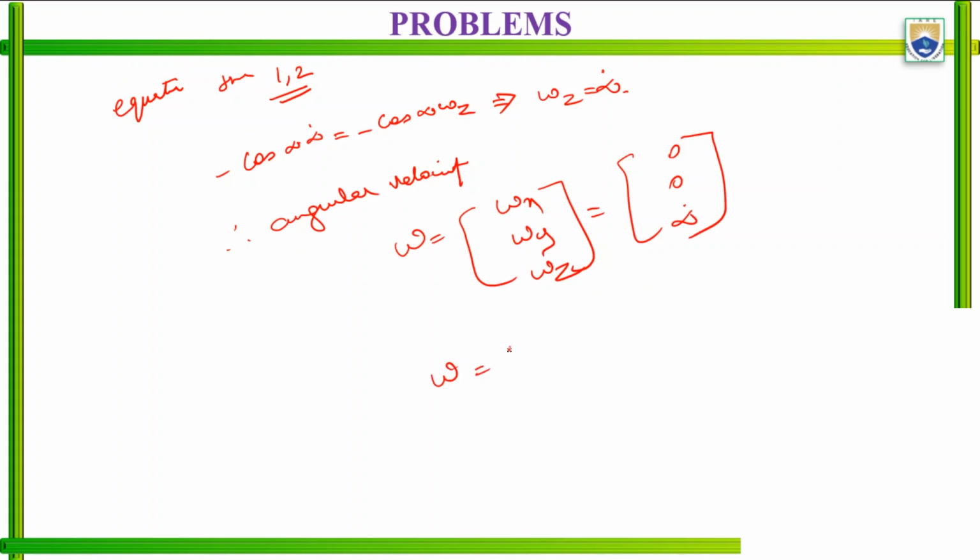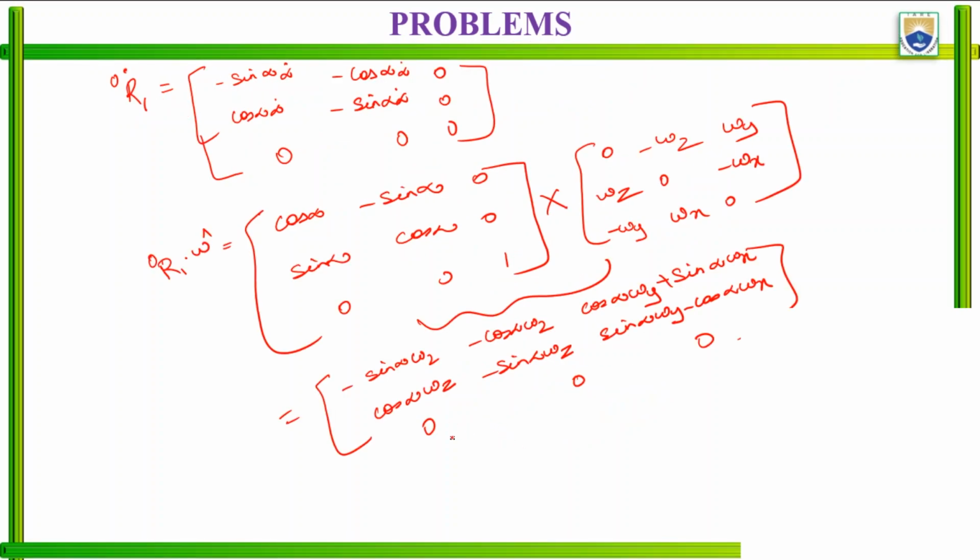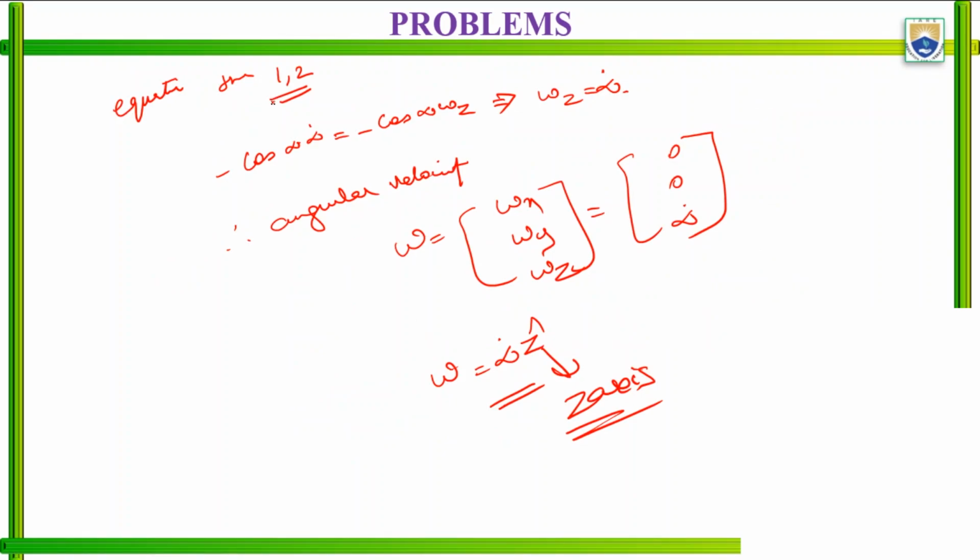That is, omega is equal to alpha dot into z, along the z axis. Along the z axis we are getting this particular equation. When we equate equation 1 and 2, we get minus cos alpha dot, which will be equal to minus cos alpha. What is alpha dot? It is nothing but wz. So the angular velocity omega x, omega y, omega z will be equal to 0, 0 and alpha dot when we are considering the z axis.